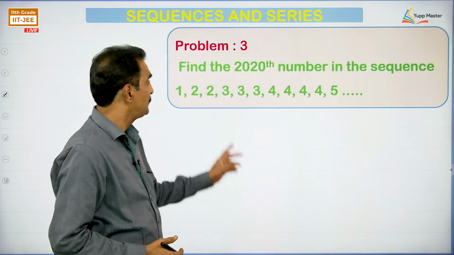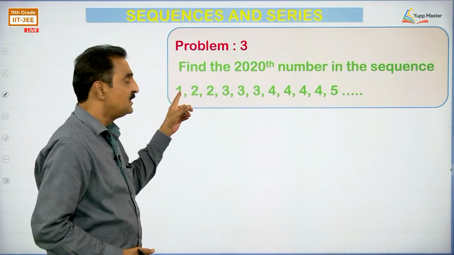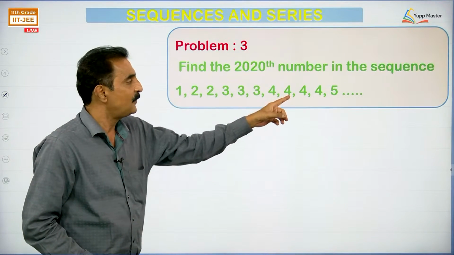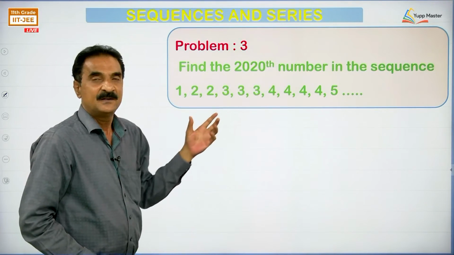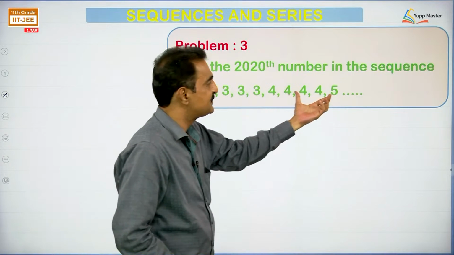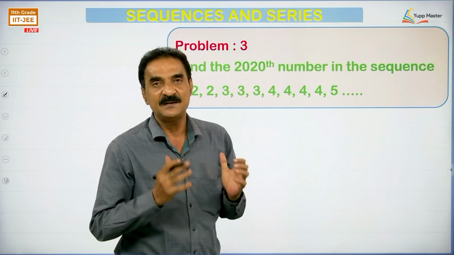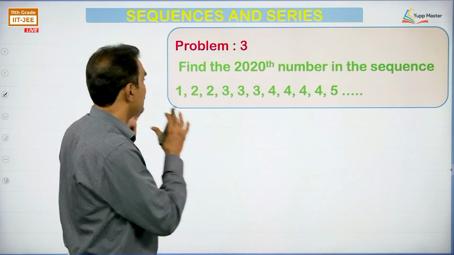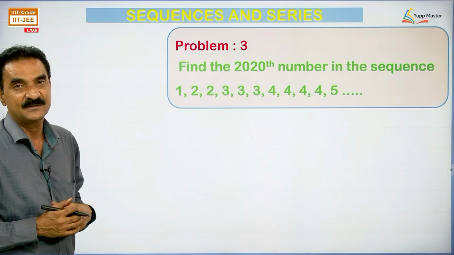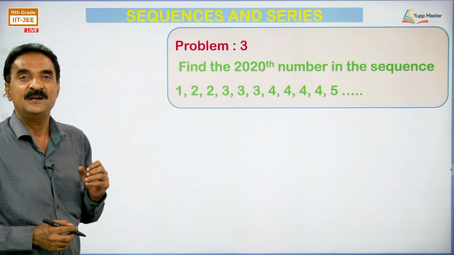Find the 2020th term in the sequence 1, 2, 2, 3, 3, 3, 4, 4, 4, 4, 5, 5, 5, 5. See, 3 appears 3 times, 2 appears 2 times, 4 appears 4 times, 5 appears 5 times. So, n appears n times. This is the given series. We want the 2020th number in this sequence. Let the 2020th number be equal to n.